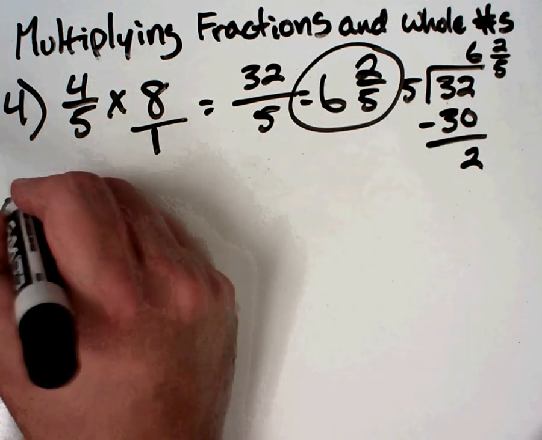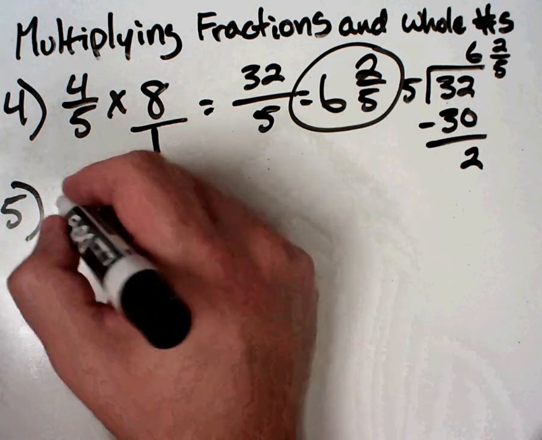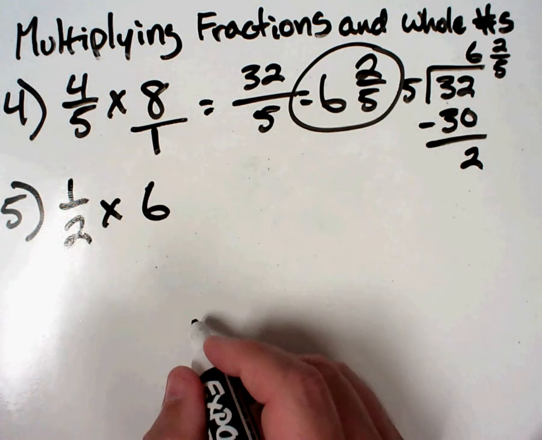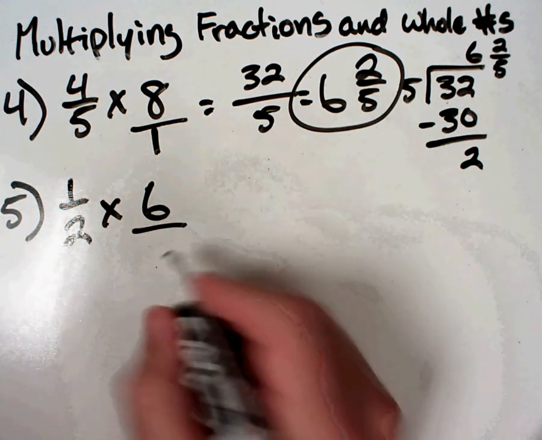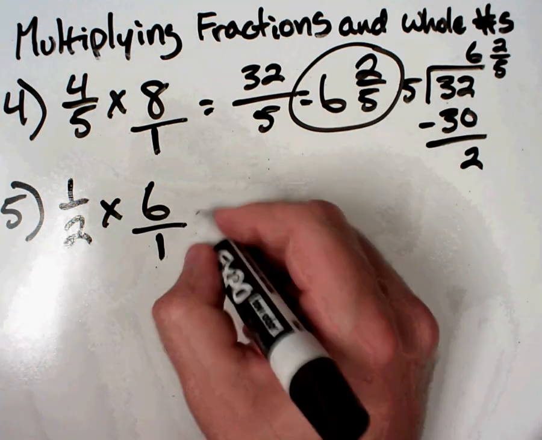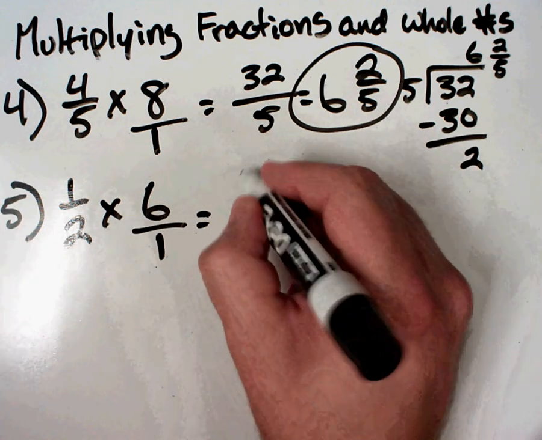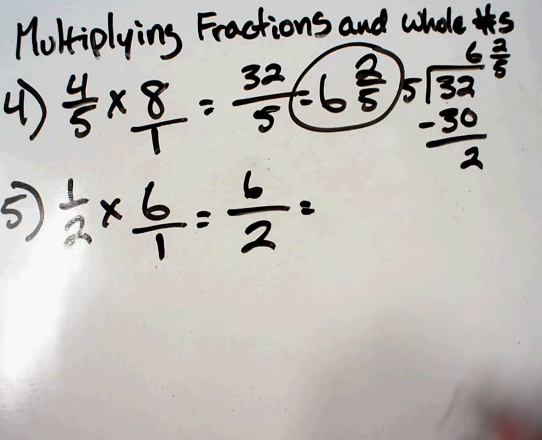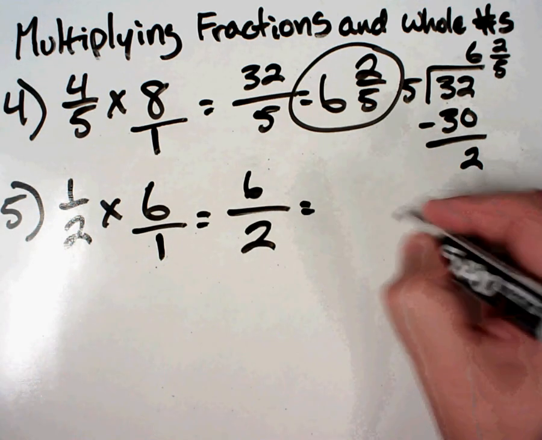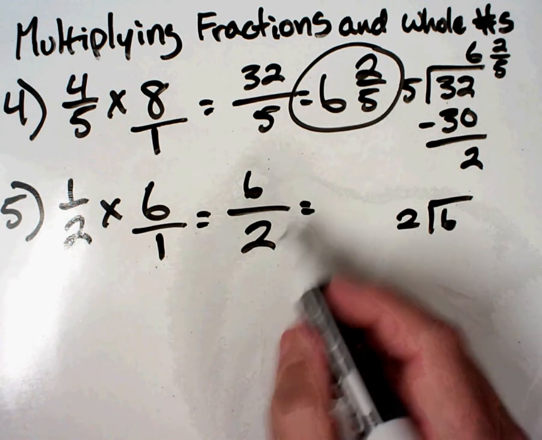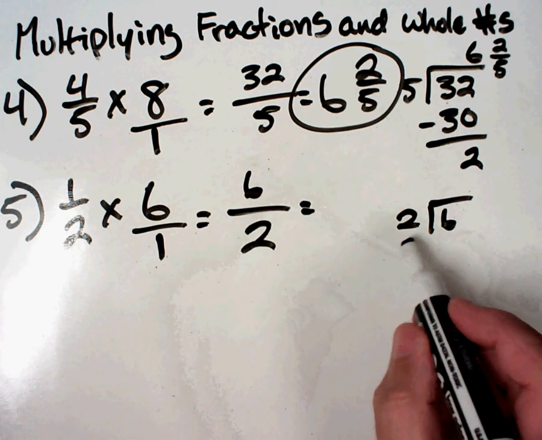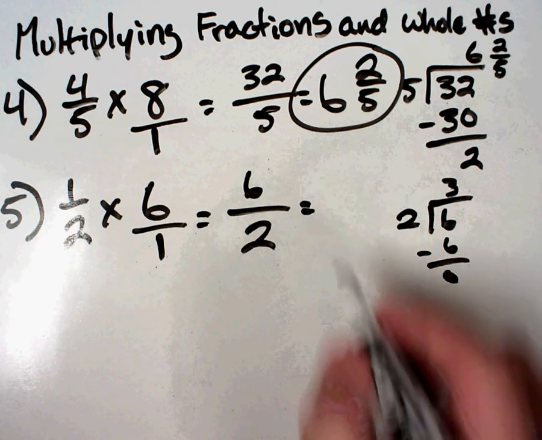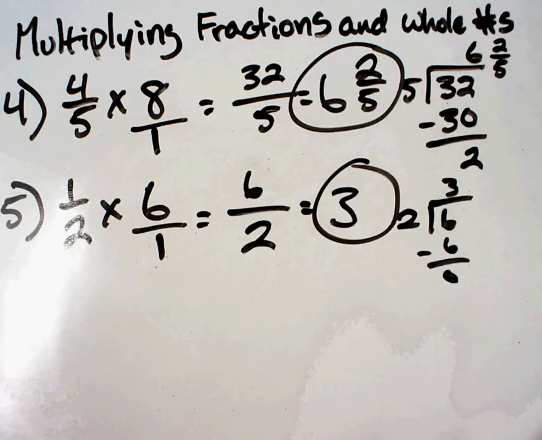Number 5, 1/2 times 6. You can remember this 6 is a whole number, so 6 over 1. Then I'm just going to multiply across. 1 times 6 is 6. 2 times 1 is 2. Go ahead and write it out just so we're consistent. Improper fraction, got to change it to a mixed number. 2 goes into 6 3 times, and there is no remainder, so my answer is 3.